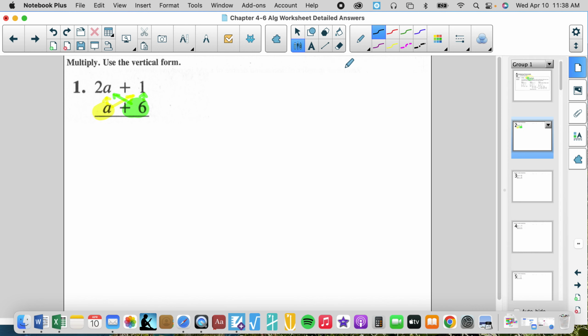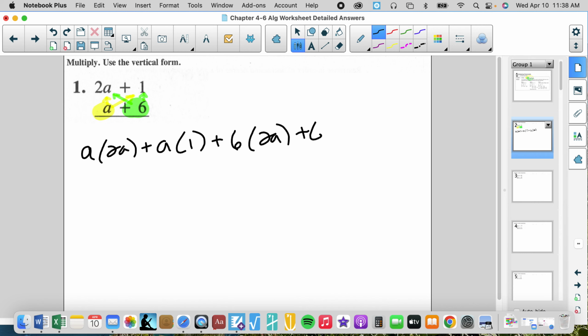So I'm going to write it though. I'm going to write a times 2a plus a times 1. And then I'm going to distribute the 6 to the 2a and the 6 to the 1. And a times 2a is 2a squared. A times 1 is a. 6 times 2a is 12a. And 6 times 1 is 6.